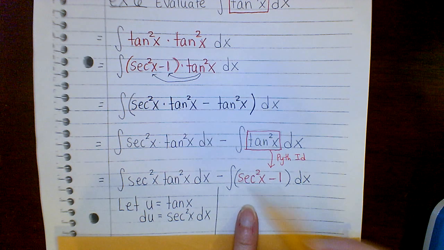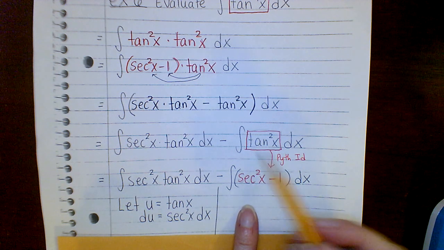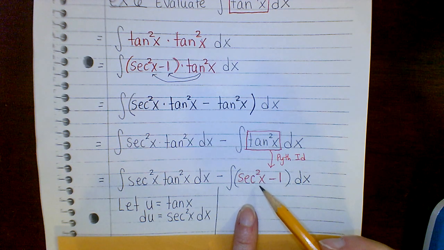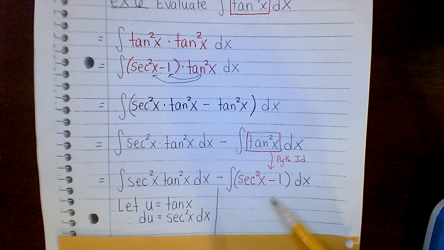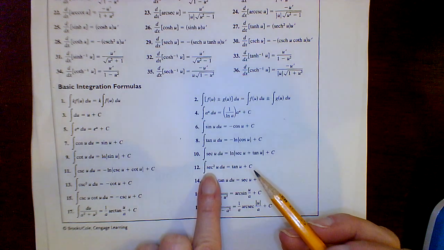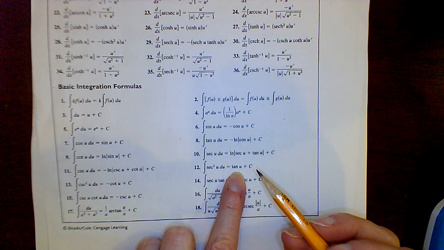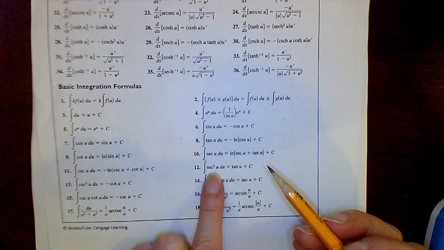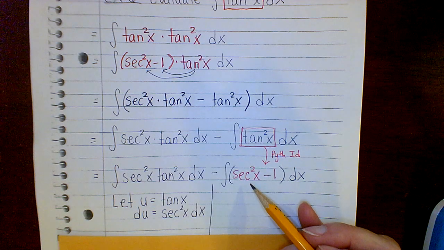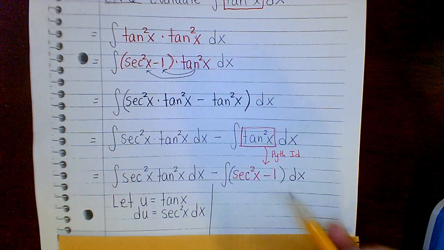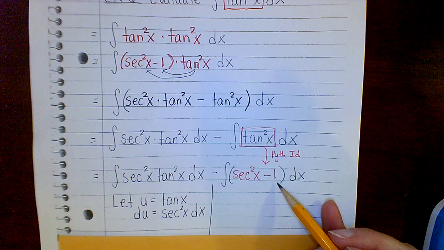How is this one nicer than tangent squared? Well, we can integrate secant squared pretty easily. Okay, let's see if that's on your formula sheet. Yes, it is. I wasn't sure if it was. Look, the integral of secant squared is just tangent. Well, yeah, because the derivative of tangent is secant squared. So that's a really nice integral. Secant squared, that's a pretty easy integral. The integral of 1, pretty darn easy as well.